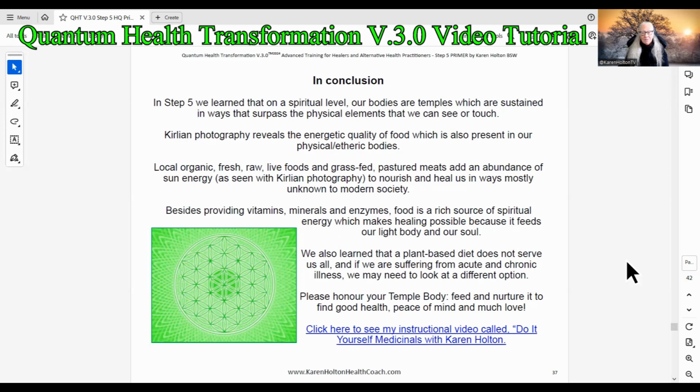We also learned that a plant-based diet does not serve all of us. And if we are suffering from acute and chronic illness, we may need to look at a different option. Please honor your temple body, feed and nurture it to find good health, peace of mind, and much love.